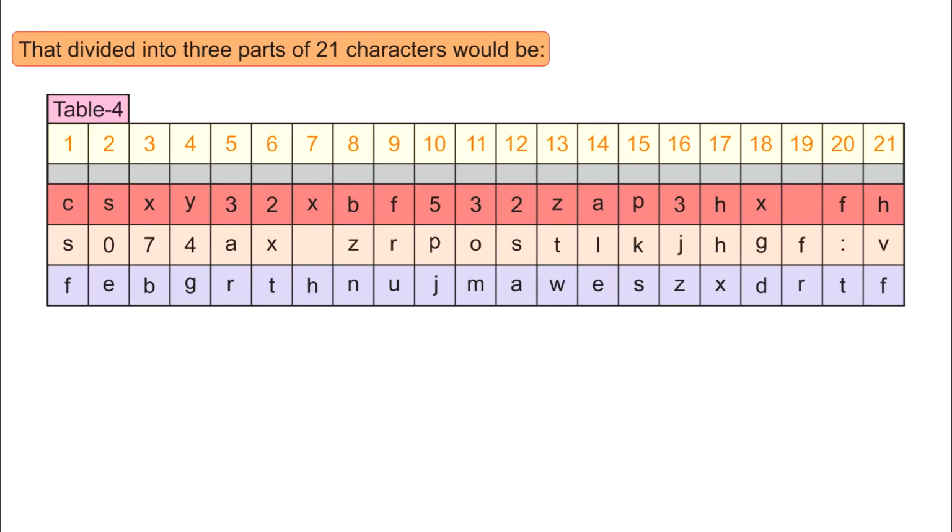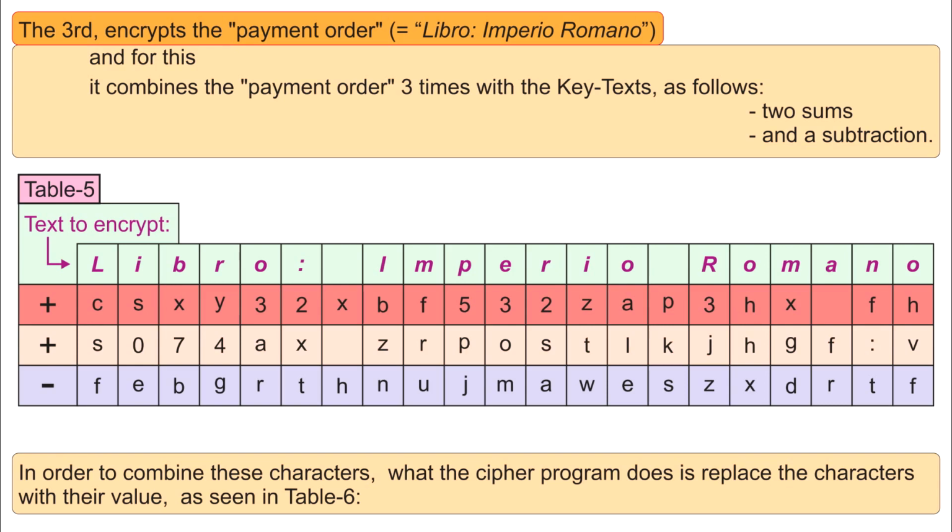That divided into 3 parts of 21 characters would be, see Table 4. The third encrypts the payment order, and for this it combines the payment order 3 times with the key texts, as follows: 2 sums and a subtraction. See Table 5.